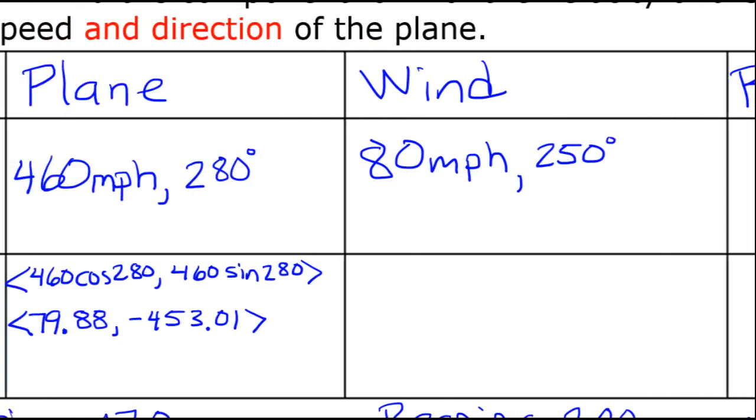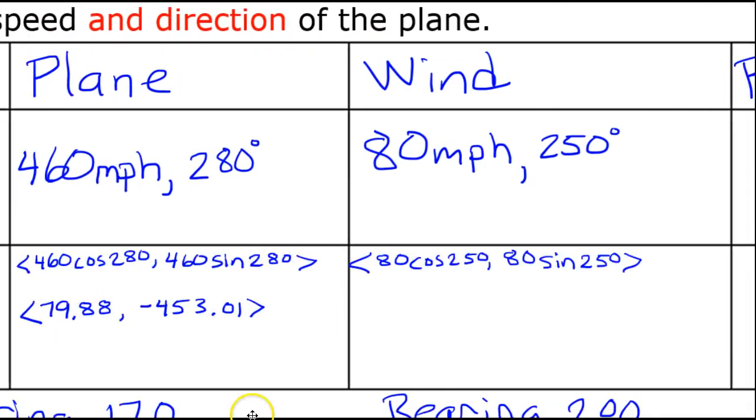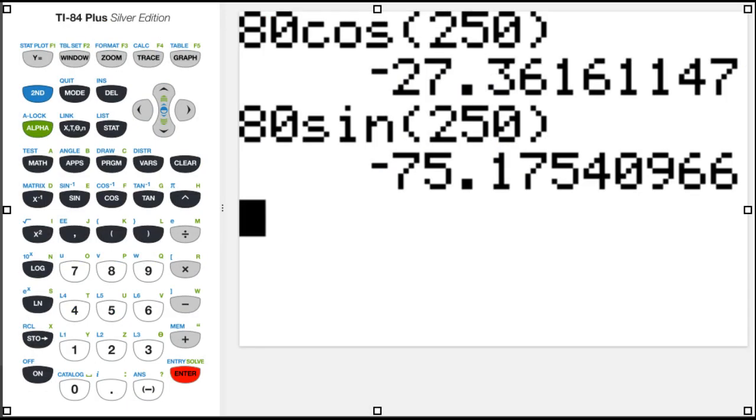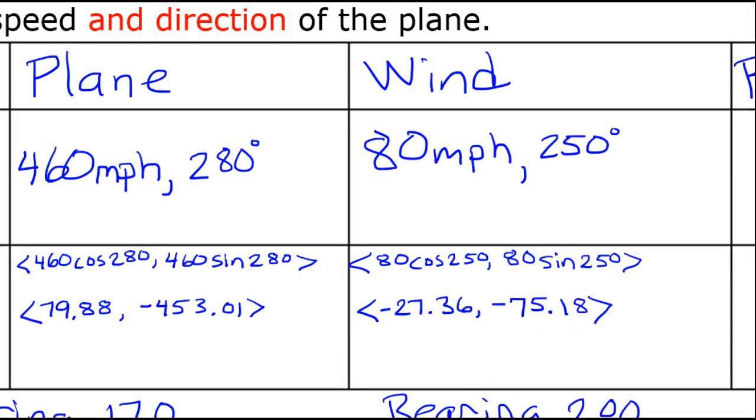Let's do the same thing for the wind. The horizontal component will be 80 cosine 250 and the vertical component will be 80 sine 250. Now, calculator. You get a horizontal component of negative 27.36 and a vertical component of negative 75.18. And you just record that on your chart.